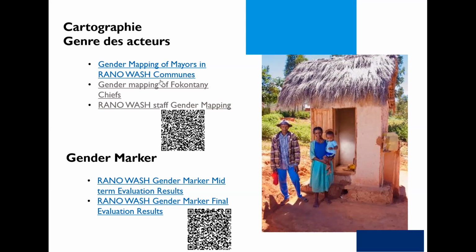We also have the gender mapping, showing the reality during the implementation of the Ranwash project, which can be used as well for future projects that are willing to use gender mapping in reviewing their strategies and the points to be considered to be more inclusive in the interventions, and the gender marker. We're going to share the results of the gender marker. This is available online, but we're going to make it available as a tool that can be used by the other coming projects.